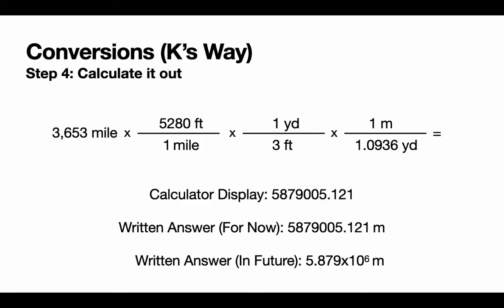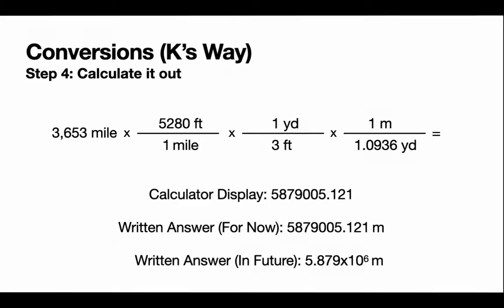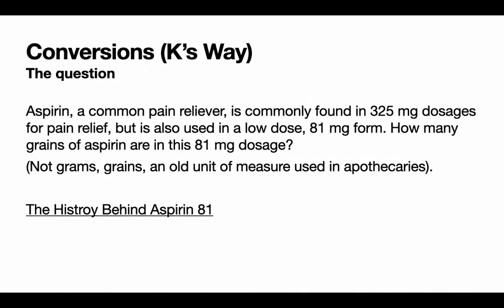So let's try this in another problem. And this time around, we've got aspirin, and we have an 81 milligram dosage, and we want to find out how many grains of aspirin this is. Now, grain is an actual unit of measure that used to be used in apothecaries, or what we would now consider a pharmacy. So our first step is to go through and find our conversion factors, and we'll see that this doesn't quite cover everything that we need.